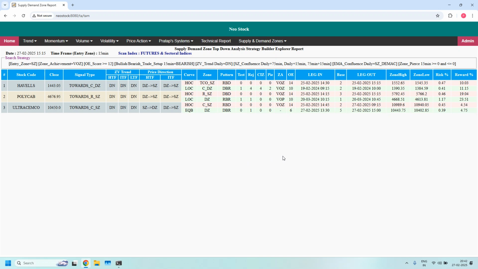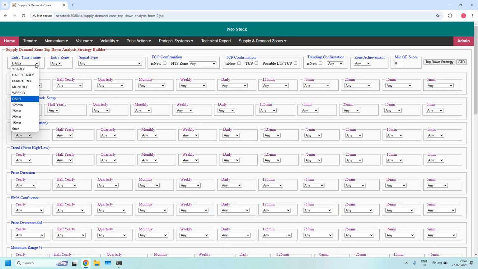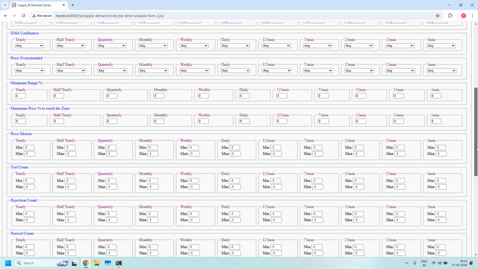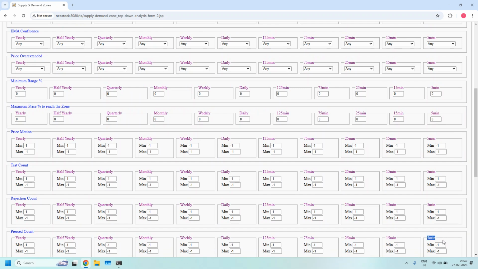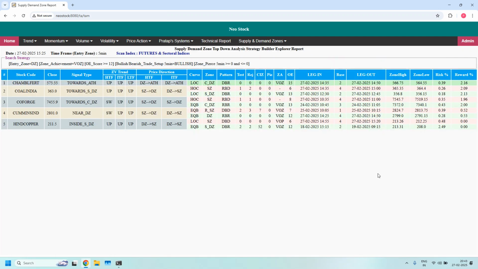Next, let us look into hourly income trade supported stocks. Hourly income trade, bullish trade setup, entry time frame 5 minutes, entry zone demand zone in bullish or bearish trade setup at 5 minutes, I am selecting bullish. Zone achievement VOZ, minimum odd and enhanced score 12. And 5 minutes demand zone should not be pierced. So in the pierced count at 5 minutes, I am setting minimum value 0, maximum value 0. With these filters, we got 5 stocks.